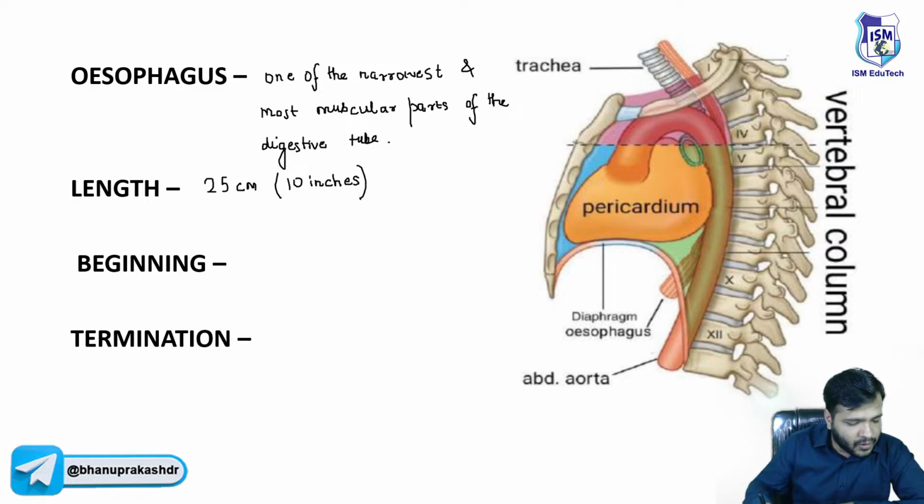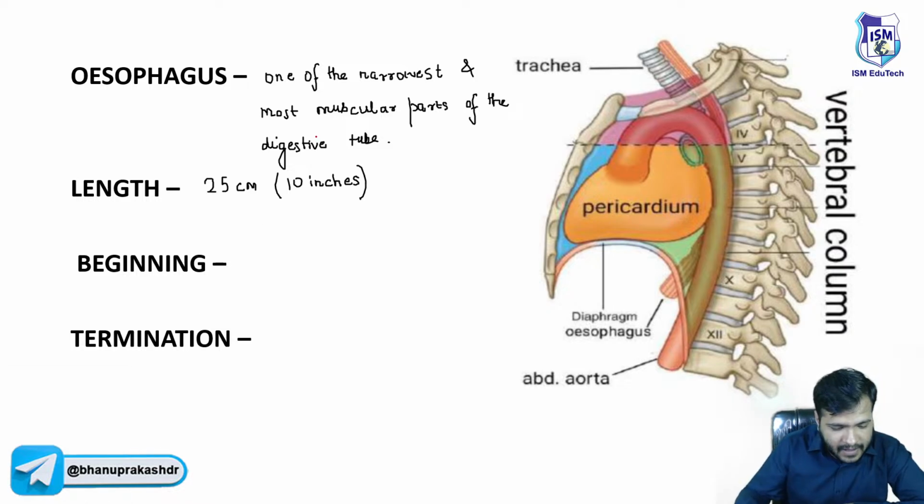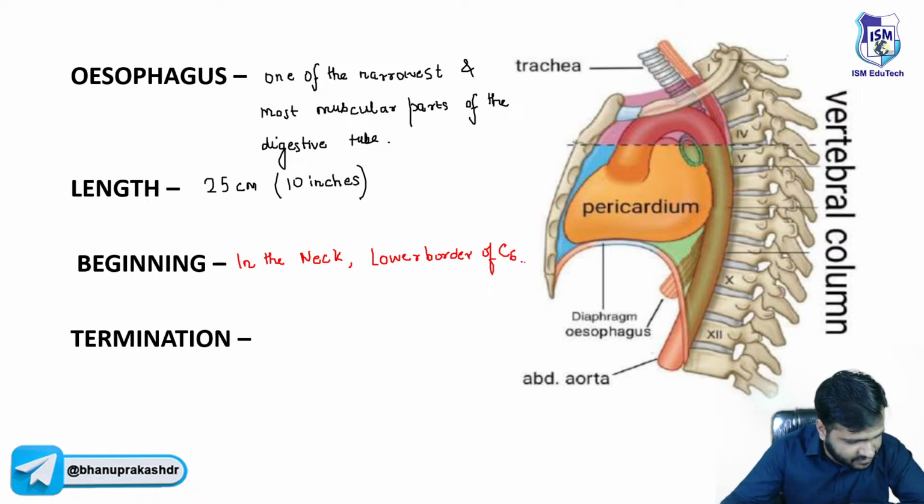Now, where is the beginning point? Can anyone tell me in the chat box from where is the beginning point of this esophagus? Yes, very good. It begins in the neck, and you already know in the neck, it is the lower border of C6. Yes, very good, it is neck only. It is the lower border of C6.